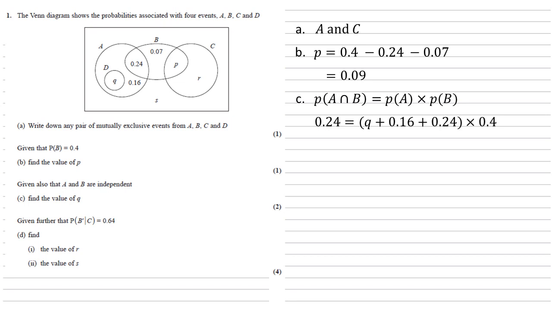Adding together the numbers in the brackets and dividing both sides by the 0.4, we get that 0.24 over 0.4 equals Q plus 0.4. So 0.6 is equal to Q plus 0.4, hence Q is equal to 0.2.